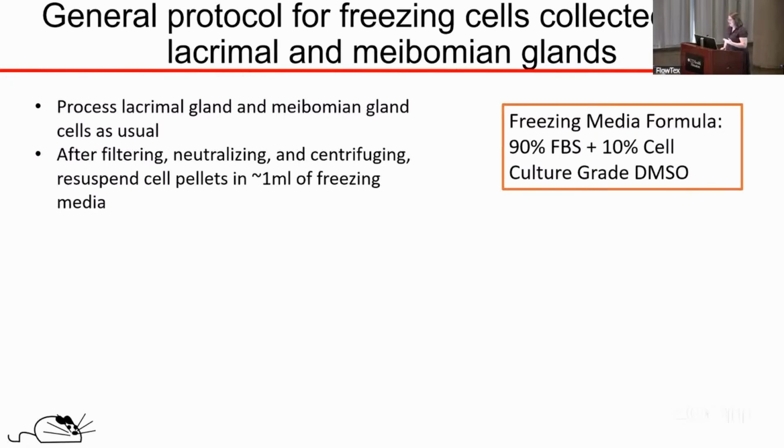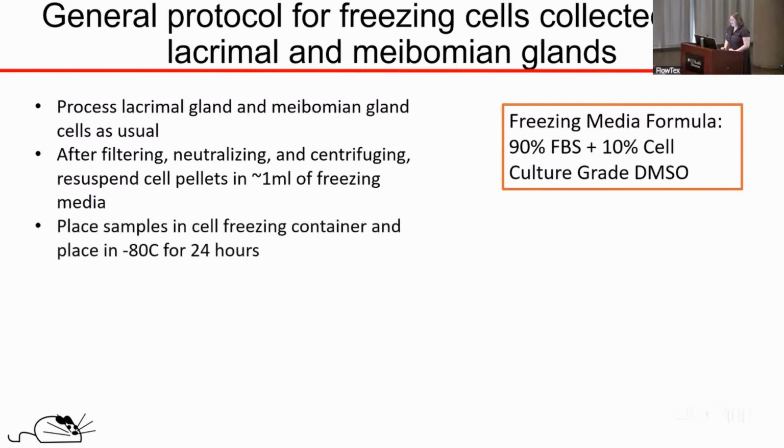And I have to stress here that our DMSO is cell culture grade. Whenever someone tells me that their cells were no longer viable after thawing, I tell them your DMSO went bad, and it's almost true 90% of the time. We then place our samples in a cell freezing container and place them in -80°C for 24 hours.